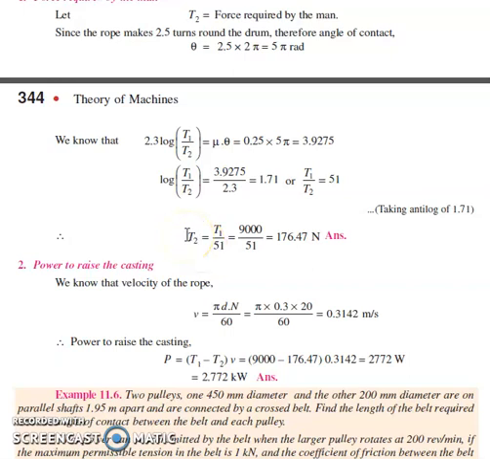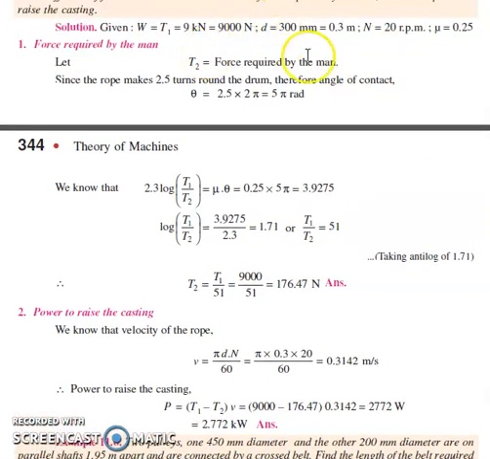So from the T2 value, we can now calculate what T1 is. We know the equation T1 by T2 is 51, and T1 is given data, it is 9 kilonewton, which is here 9000 Newton. From that we can identify what the tension on the slack side is. Tension on the slack side is T2, which is 176.47 Newton.